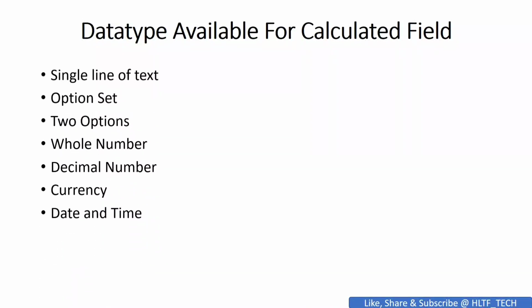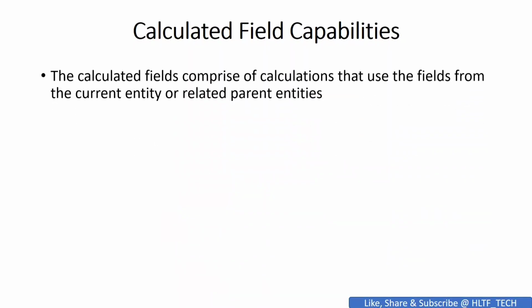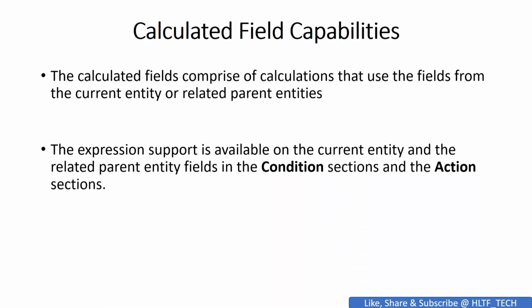If we talk about the data types available for calculated fields, you can perform calculations on a field of single line of text, option set, two options, whole number, decimal number, currency, and date and time. If we talk about the capabilities of calculated fields, the calculated fields comprise calculations that use the fields from the current entity or related parent entity.